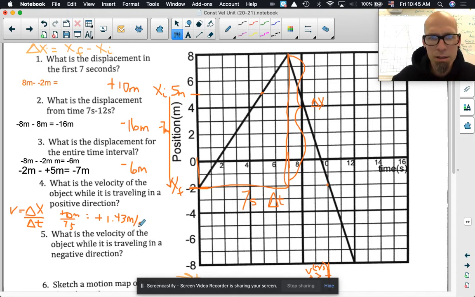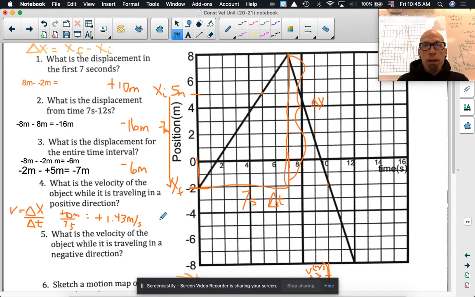That doesn't seem right. I guess that is right. Positive 1.4, I'm going on what first period told me. 1.43 positive meters per second, okay? That's what the slope is of that section.